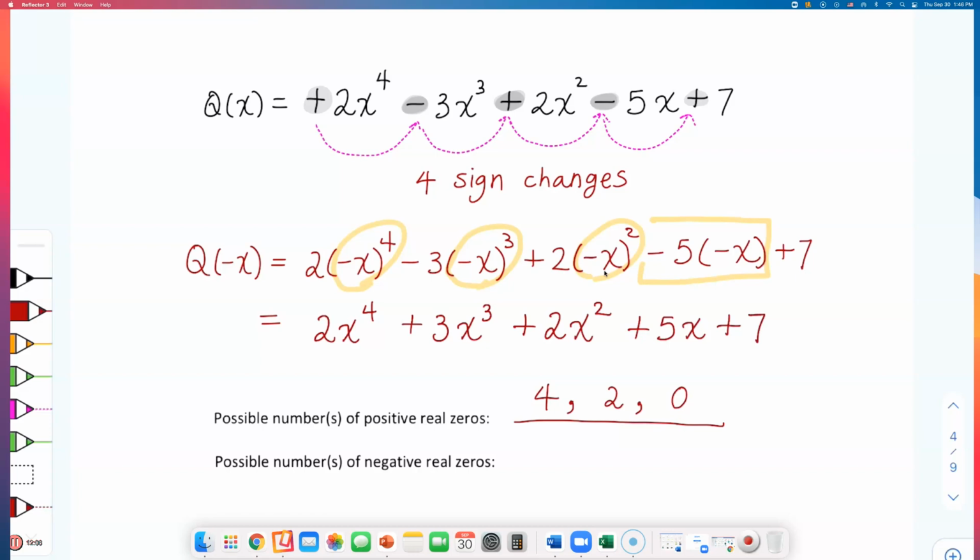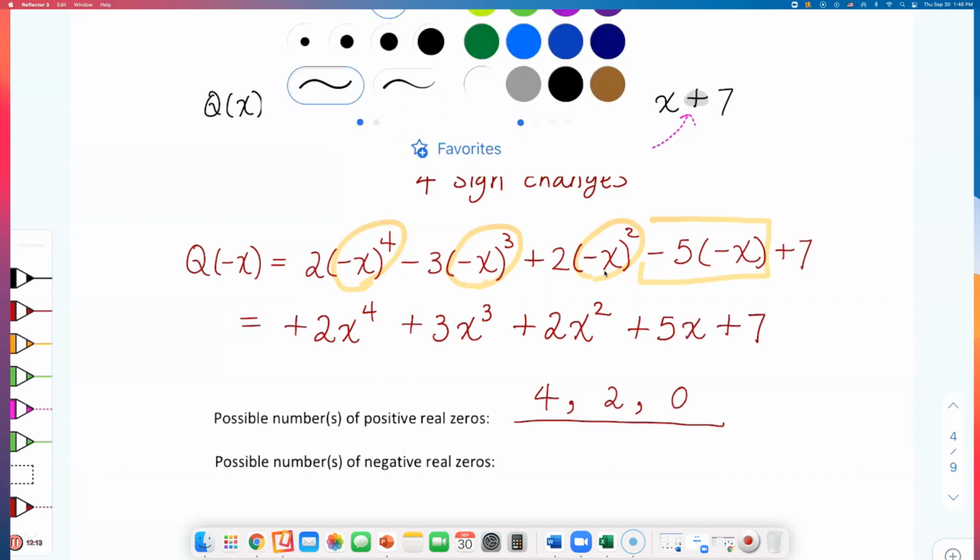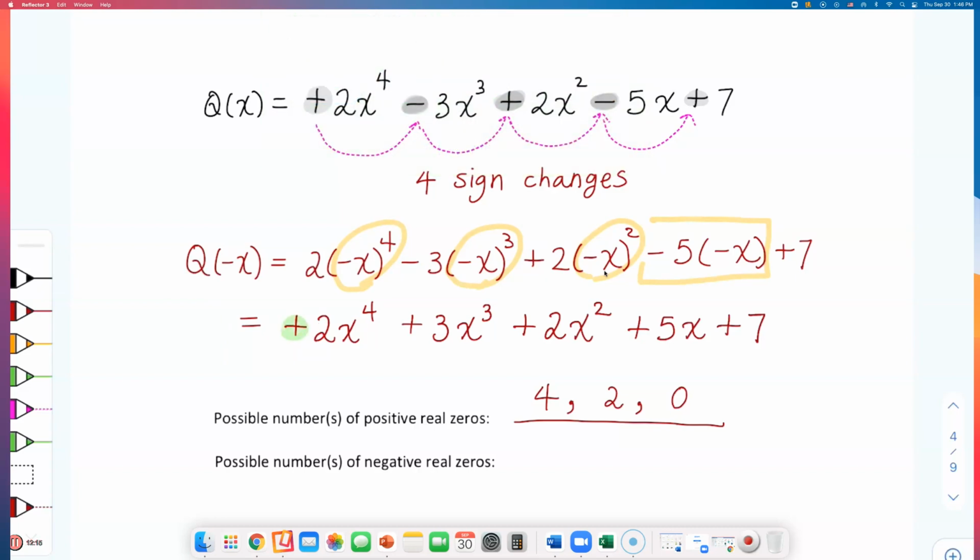Now let's take a look at the sign change. The first 2x to the 4th, you agree that is a positive term, right? Let me highlight all the signs here, okay? Plus, and plus. No sign change. No sign change at all. So guess what? The possible number of negative real zeros must be just 0.